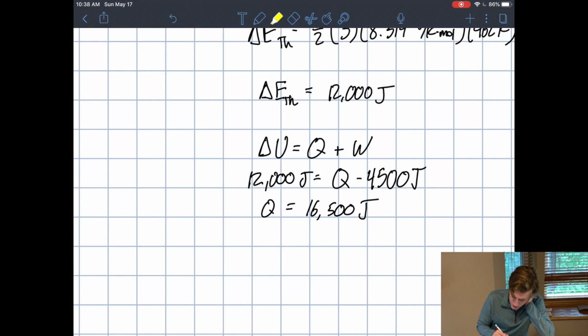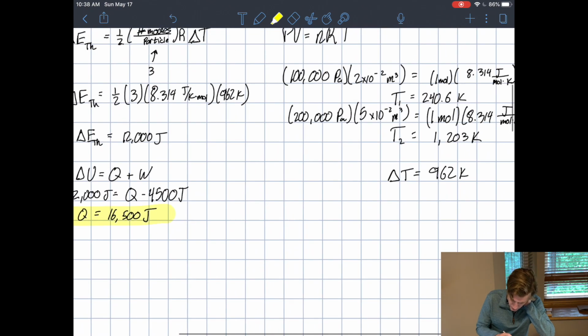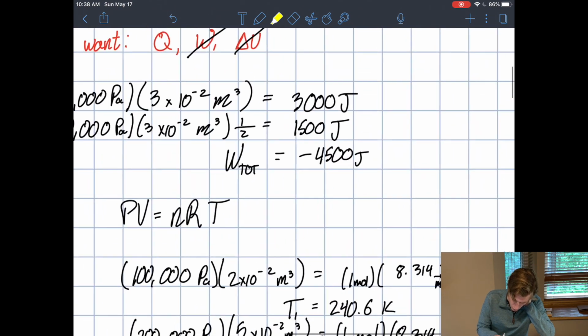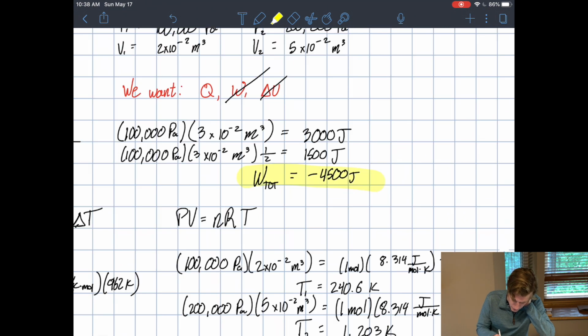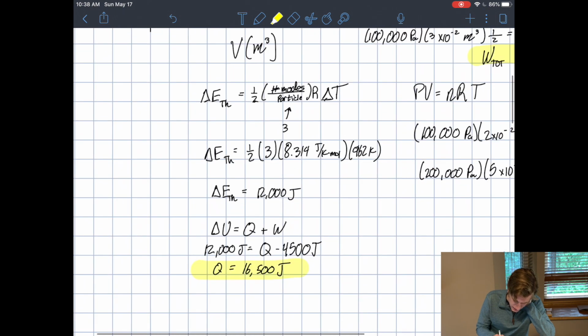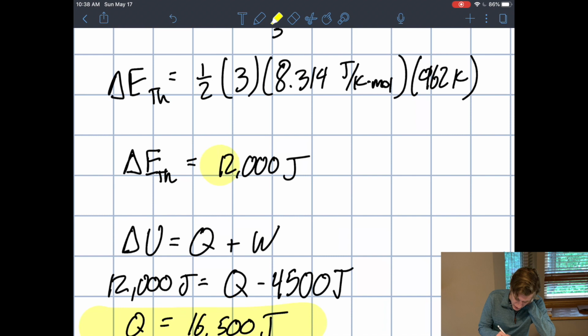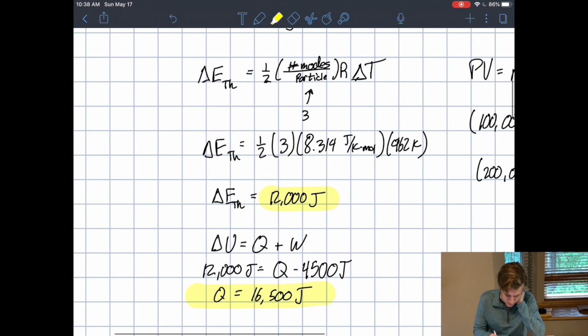And there are our answers. Heat is 16,500 joules. Work is negative 4,500 joules. And delta U is equal to 12,000 joules.